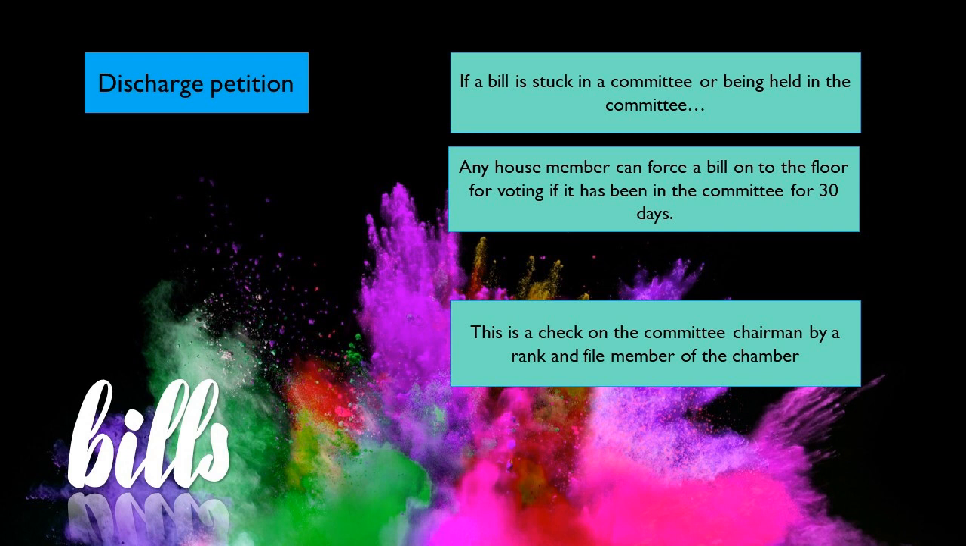So what you need to understand here is that this is a check that a rank and file member of Congress has on party leadership. This is pretty rare that they have any power like this, but a rank and file member, a regular member of the House, can issue a discharge petition, and that forces a vote on a bill if it's been stuck inside the committee or kind of held hostage by the committee leadership.